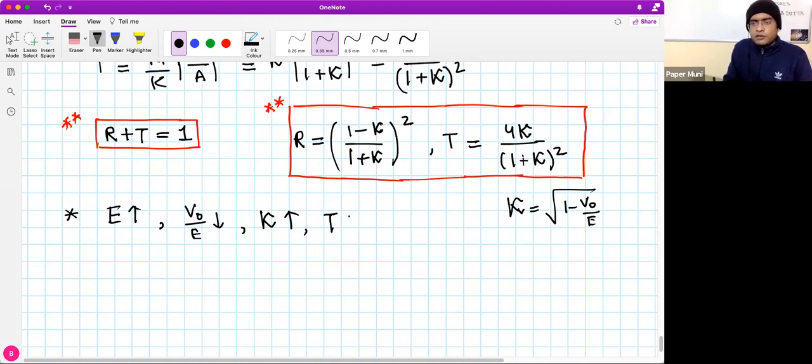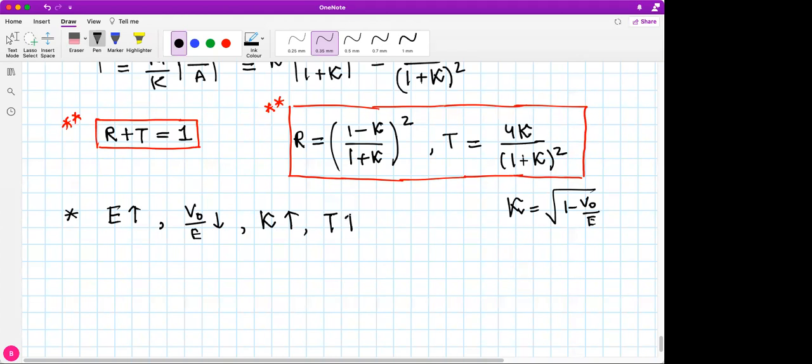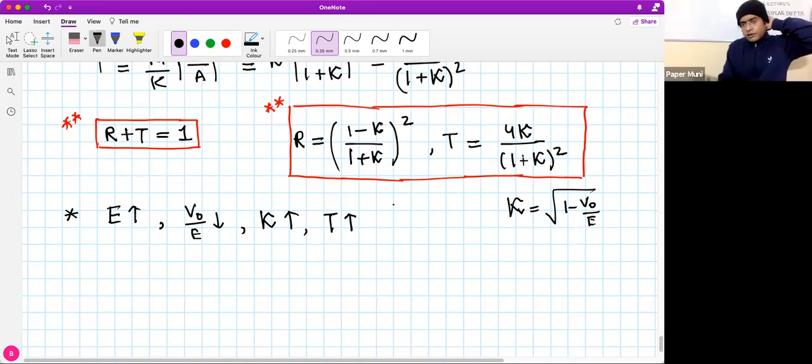What happens to T? Anyone? T also increases. If you compare this numerator to the denominator, you can understand this, where this is 4 times that. And the value of kappa will always be less than 1.